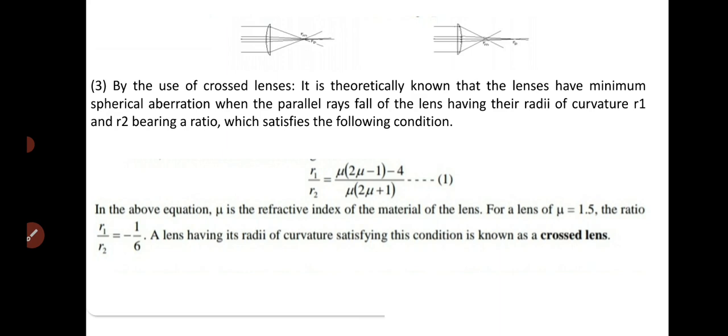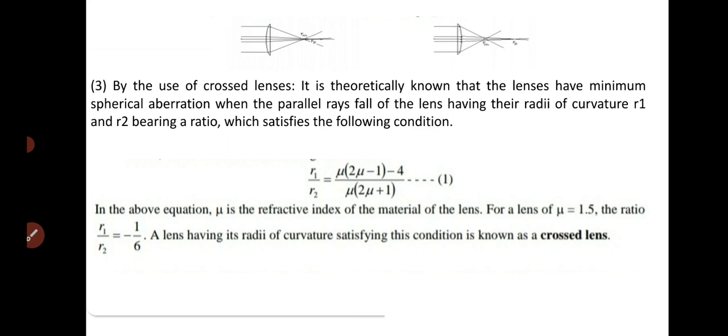Third method is by the use of crossed lenses. It is theoretically known that lenses have minimum spherical aberration when parallel rays fall on the lens having radii of curvature R1 and R2 bearing a ratio which satisfies the following condition: R1 by R2 is equal to (2 mu squared minus mu minus 4) divided by (2 mu squared plus mu)... This is equation number 1.